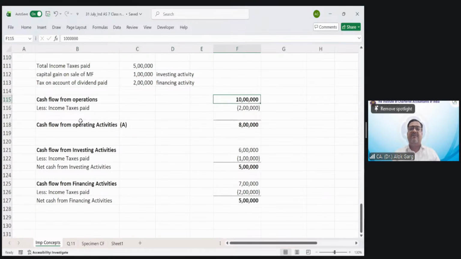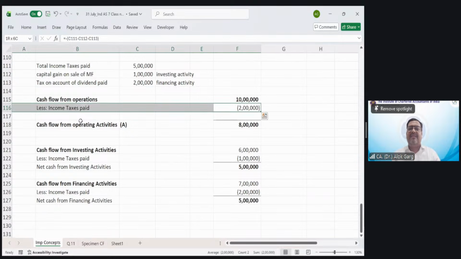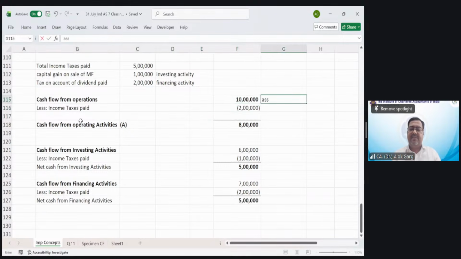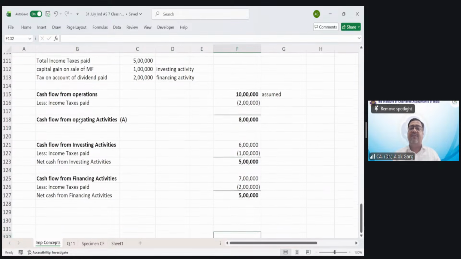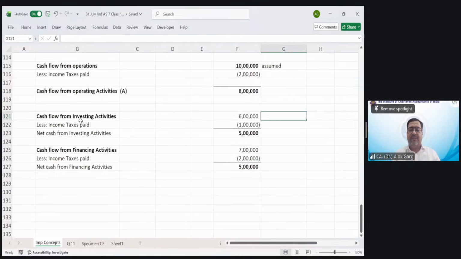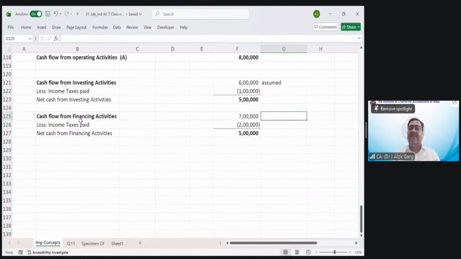So for example, your cash flow from operation is 10 lakh, less income taxes paid. This number is assumed. So 8 lakh rupees cash flow from operating activity. Cash flow from investing activity, assumed, is 6 lakh rupee. Less income taxes paid, net cash flow from investing activity. Cash flow from financing activity, assumed, is 7 lakh rupee, right? 7 lakh rupee. Then income taxes paid 2 lakh rupee. Your net cash flow from financing activity is 5 lakh rupee. Okay. Is that clear, my dear friends? Very much clear. Taxes treatment also.